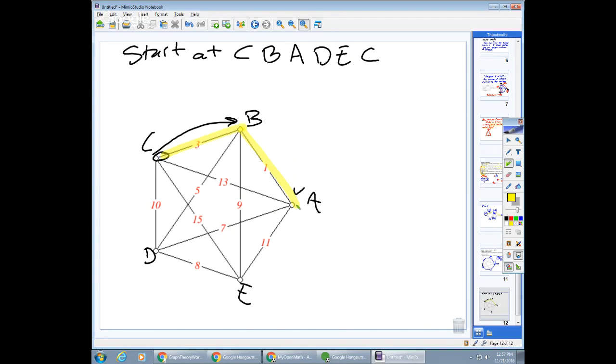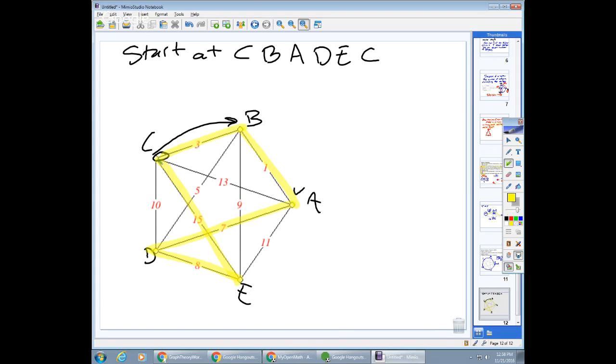Okay, so from there, I could either go to C, D, or E. C's already visited, so I can't use that one. But D is the shortest one, 7 or 11. So I picked the 7. Now, from here, I have to pick the nearest unvisited vertex. Well, E is my only choice. And then from E, I have to make a circuit, so I have to go back to C. So usually your last two are dictated for you. You don't have much of a choice after that. So starting at C, that's my path: C, B, A, D, E, C.